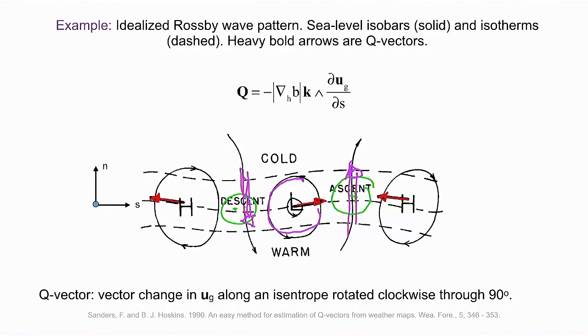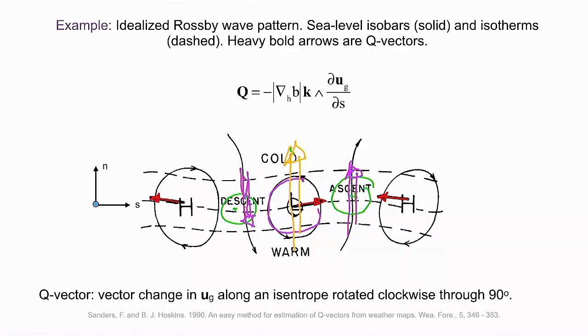So these are the streamlines. What do we have to do again? We have to walk along the isentrope, here it is here, with cold air on our left, so that's the direction S points, and we have to take this minus this, which gives us something which is like that. That's it. So that minus that is this.